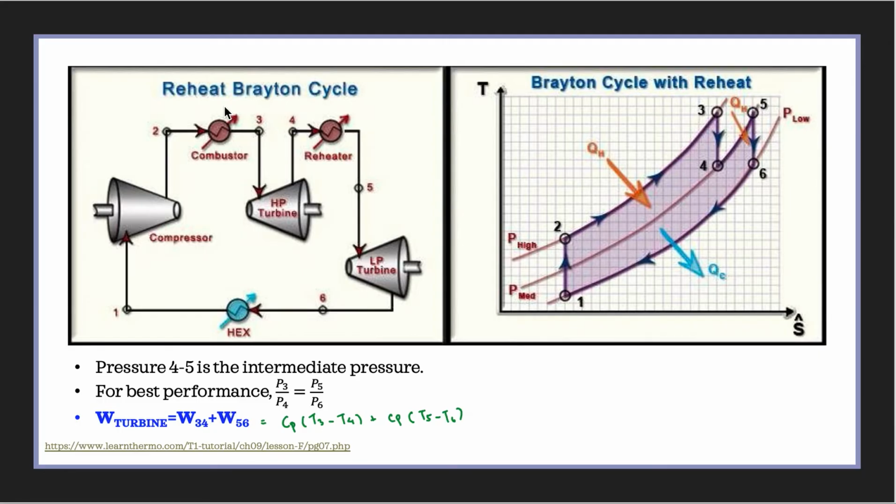Before I forget, for Q in, with reheating we have two. So for Q in, there will be Cp (T3 minus T2) plus Cp (T5 minus T4). So we have two Q in here, one is in the combustor, and one is in the reheating.